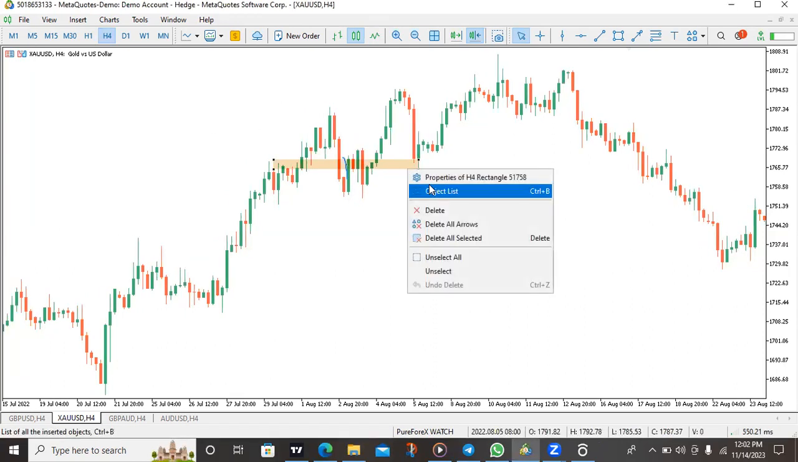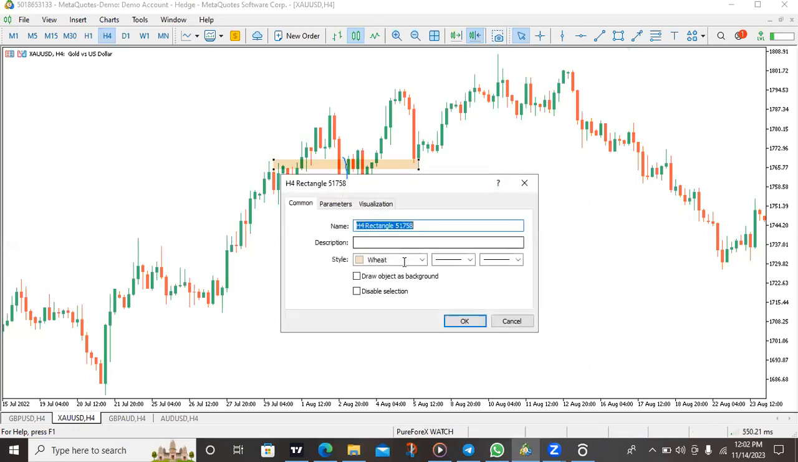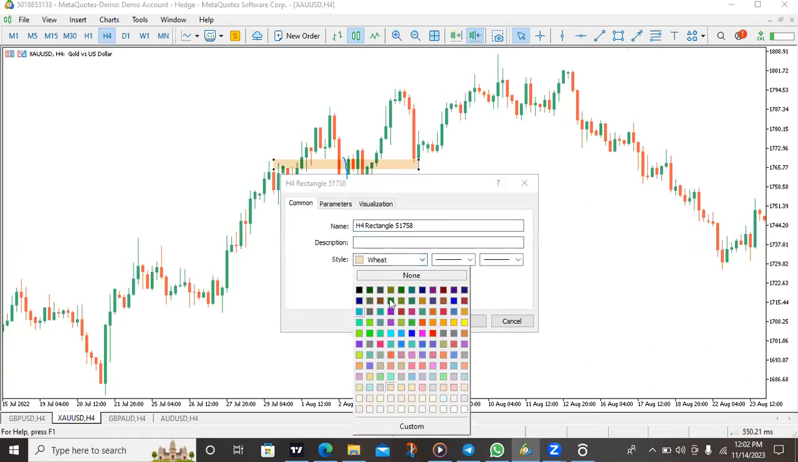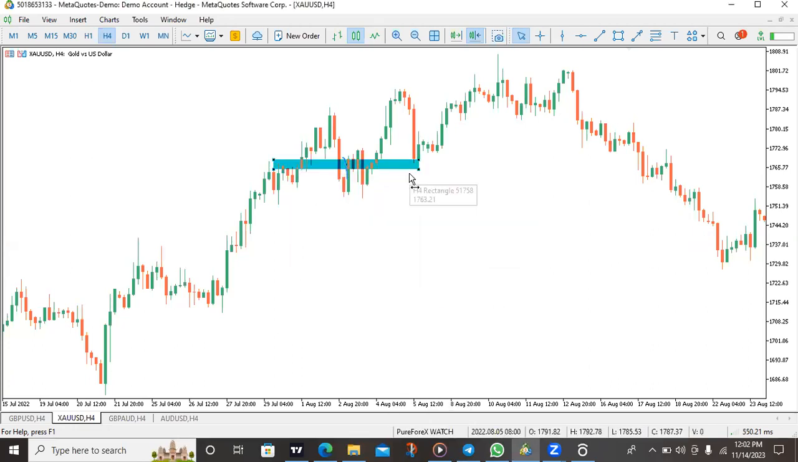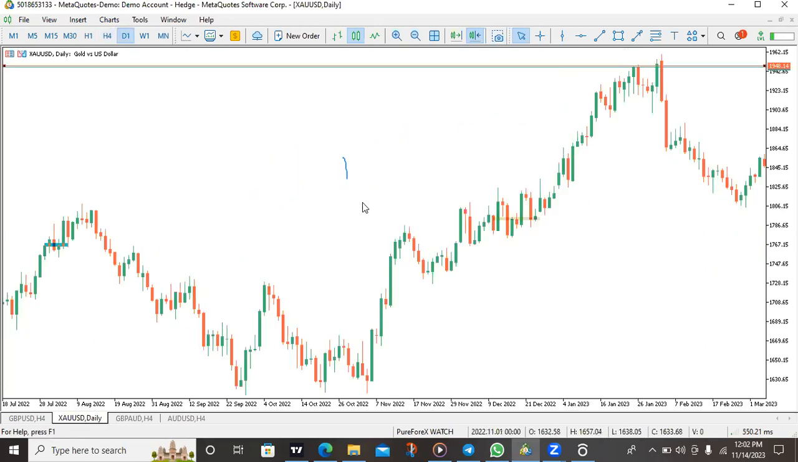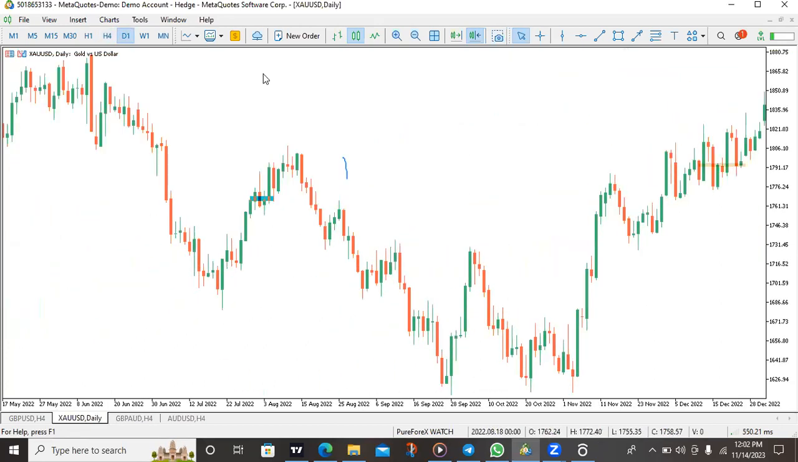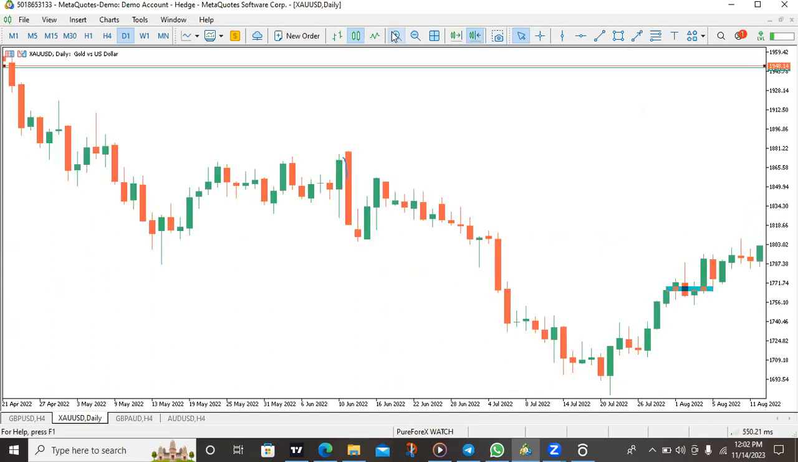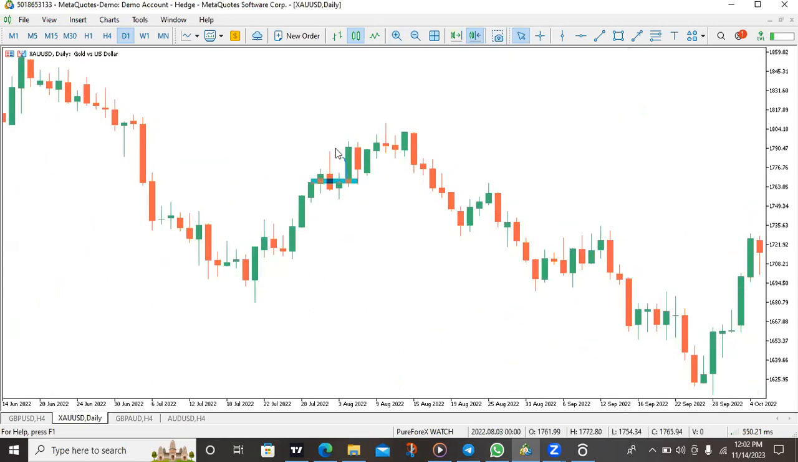Let me change this particular color. Let's give it blue. So let's go to daily. Let me zoom in. So what can we see here, guys? We are seeing a bullish engulfing. This is a bullish engulfing, right? So this is a bullish engulfing on a daily time frame as confirmation.